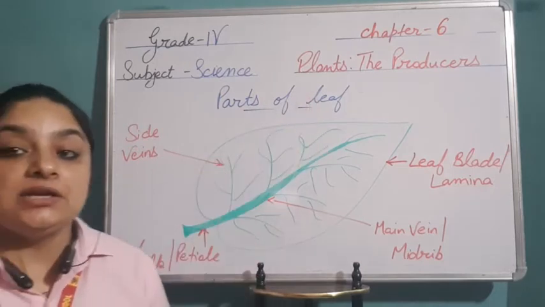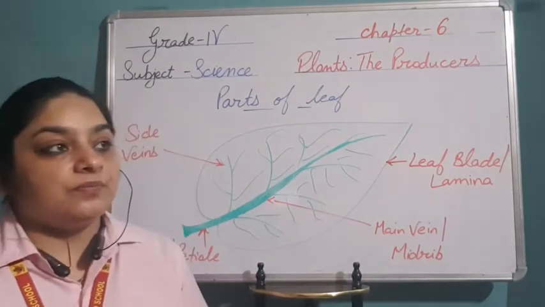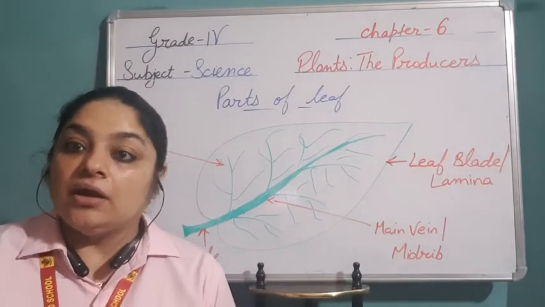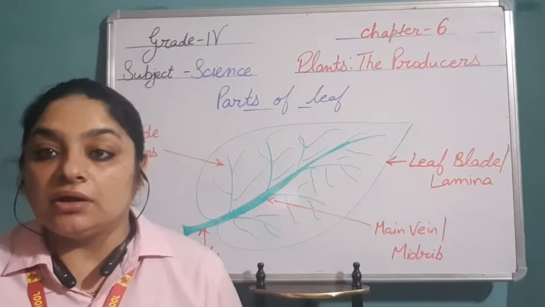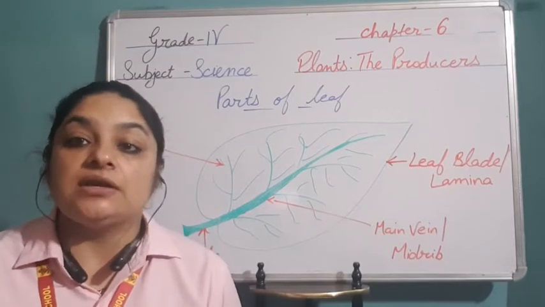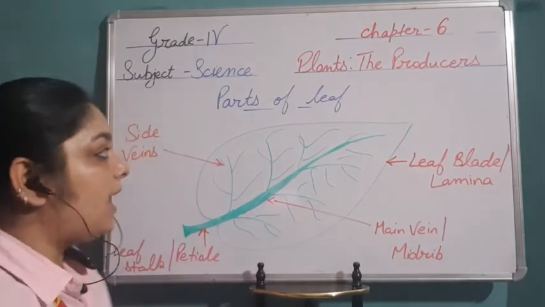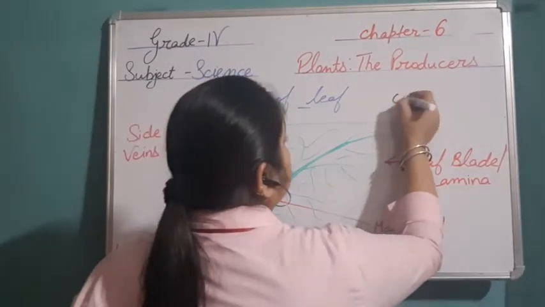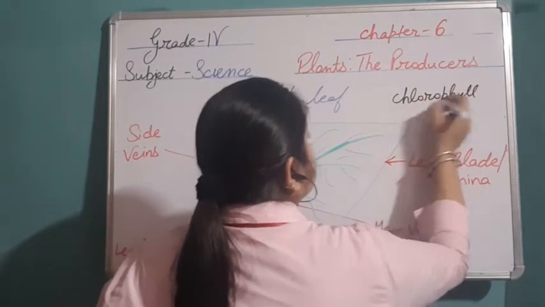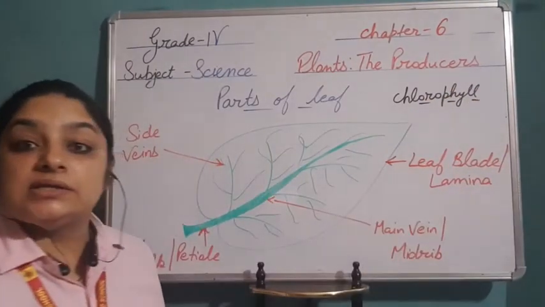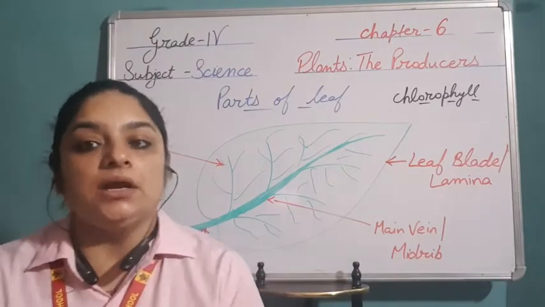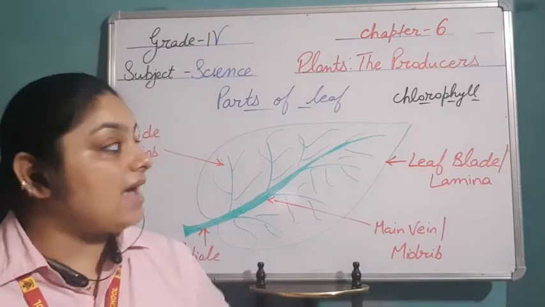First of all, we'll study the different parts of the leaf. On different plants we can see different sizes, different colors, even different shapes of leaves. Most of the plants are green in color. Why are they green? Due to the presence of chlorophyll. Chlorophyll is the green pigment present in plants, which gives green color to the plant.